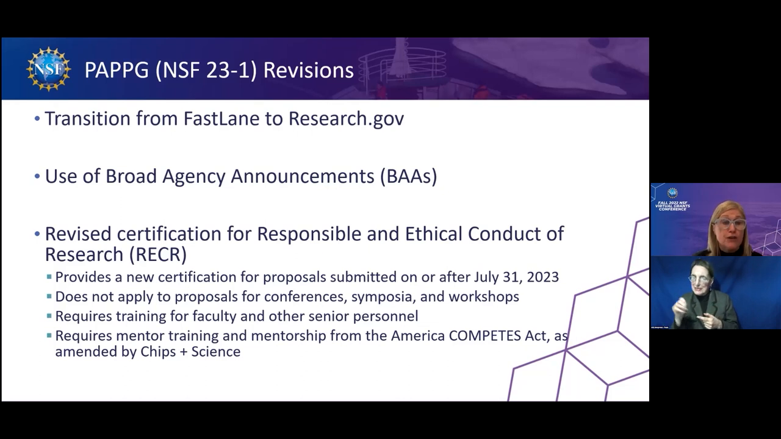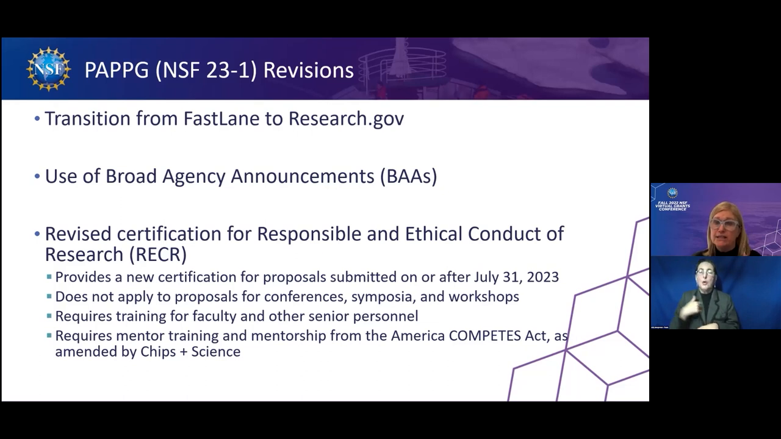What is new are these last two bullets. Number one, CHIPS and Science amended America COMPETES to expand the training requirement. You will now be required, when this goes into effect, to provide training in the responsible and ethical conduct of research to faculty and other senior personnel. And in addition, the language was changed to add three training areas that would be required to be covered in the training that you give to all undergrads, grads, postdocs, and now faculty and other senior personnel.